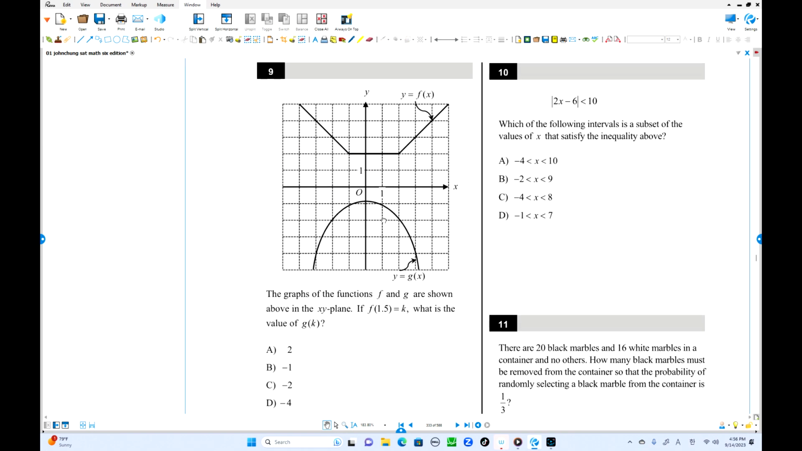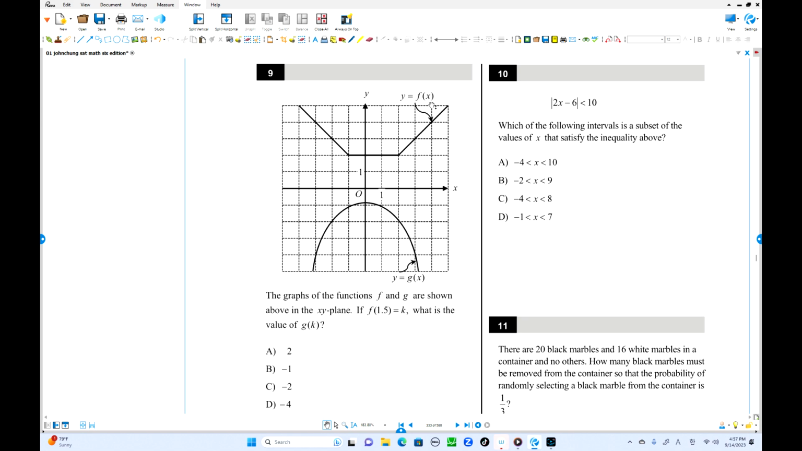Here is number 9. You have two graphs, one is f of x, the other one is g of x. So f of negative 1.5 is the value of k. That's the coordinate on the graph of f. So using this, put this number into g of k. What is the value of k? This is 1.5 over here. k equals 2, isn't it? k equals 2. Put this number into the other graph. g of 2 is the question. So what is the value of g of 2? g of 2 over here is negative 2. Choice C is the answer.